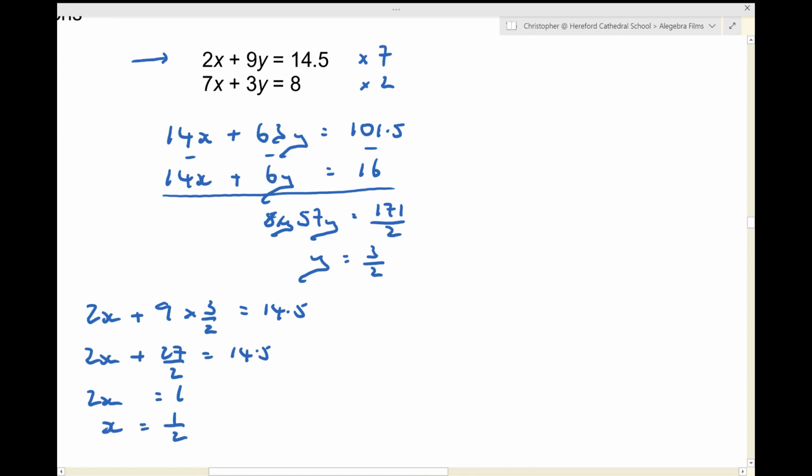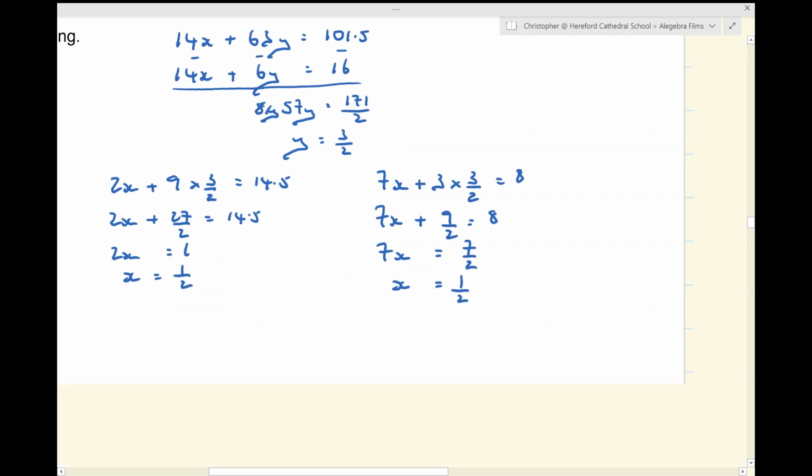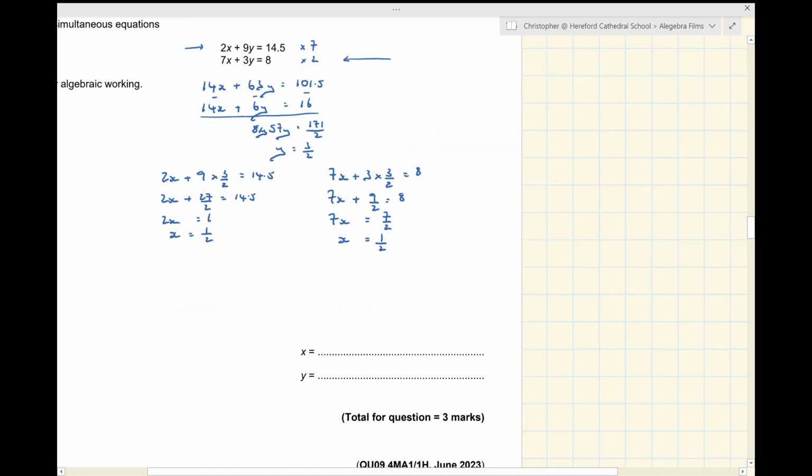Let's see if I get the same value of x when I substitute into here. 7x plus 3 times y, so that's 3 times 3 over 2, equals 8. 7x plus 9 over 2 equals 8. Subtract 9 over 2 from both sides, and 7x is 7 over 2 on my calculator. Divide by 7, and x is a half. Right, so I can write in my answers now. x is a half, and y is 3 over 2.